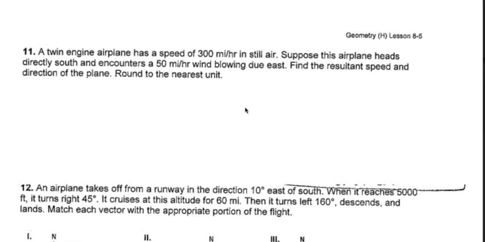I have a twin engine airplane that has a speed of 300 miles per hour in still air. Suppose this airplane heads directly south and encounters a 50 mile per hour wind blowing due east. Find the resultant speed and direction of the plane, round to the nearest unit. Sure, sounds fun. So what's going on here?